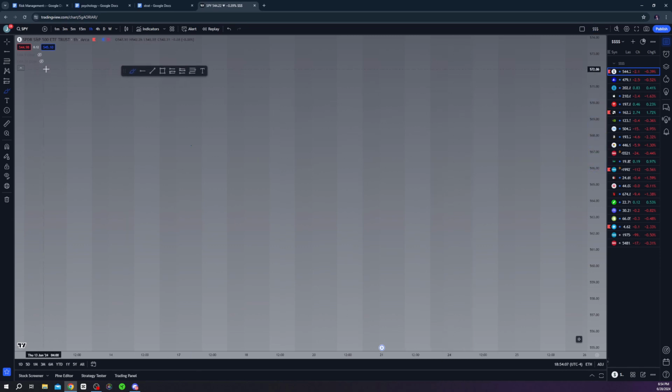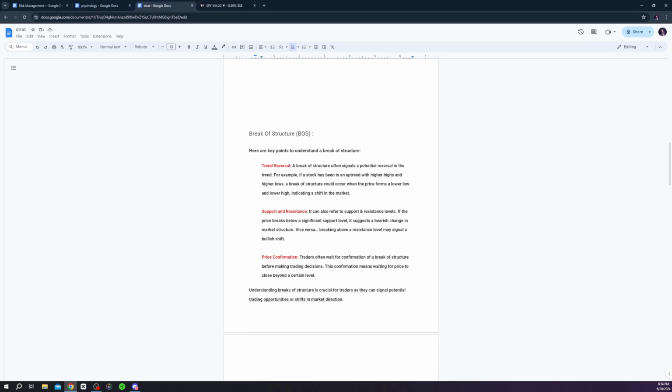You guys understand what liquidity is. You guys understand what break of structures are. Boom. A break of structure is literally, and like we said, it can also refer to support and resistance levels. If the price breaks below a certain level, it will suggest a bearish change. If it breaks support, if it breaks an uptrend, that's telling me we want to go to the downside. Now, vice versa. If we have resistance and we're in a downtrend and it breaks resistance, that's a bullish trend. That's a break of structure.